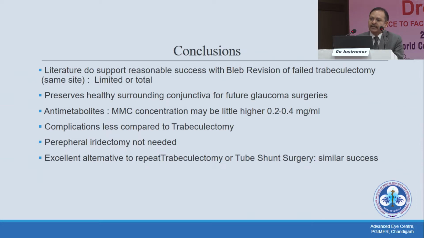Anti-metabolites may be needed at a little higher concentration because of the massive fibrosis, and complications are fewer because we are opening only a limited part of the sclerostomy, and peripheral iridectomy is not needed. It is an excellent alternative to repeat trabeculectomy or tube shunt because it gives almost similar results as a new trabeculectomy at a new place.